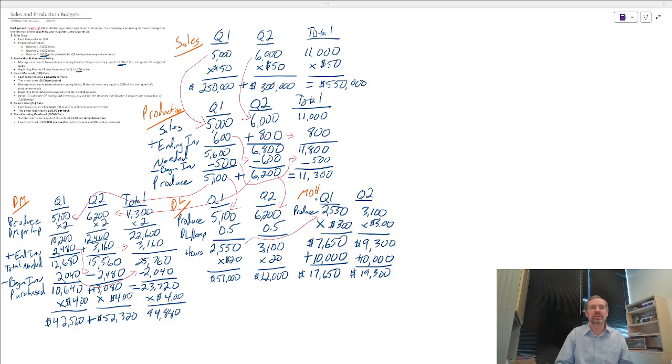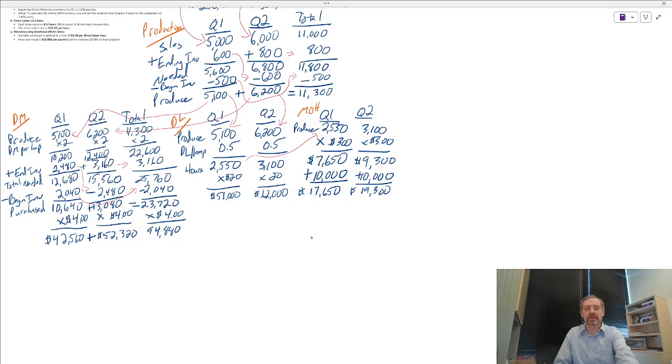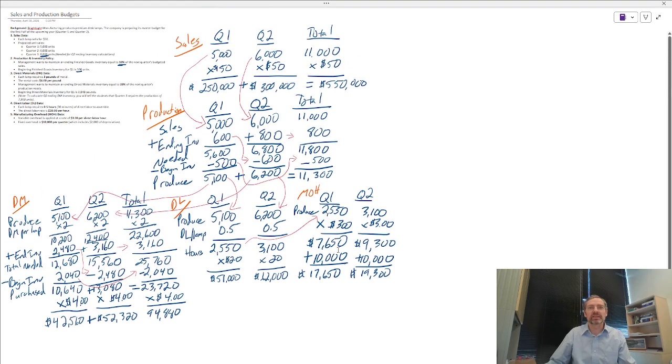Those things don't change. So we just say, all right, we pull out the appropriate number from the direct labor budget and say, all right, this is our variable overhead. Let's add in the fixed overhead to that, and that gets us our total manufacturing overhead for each of those quarters.